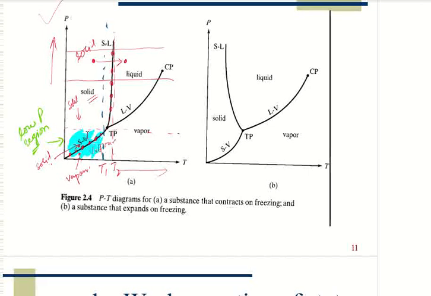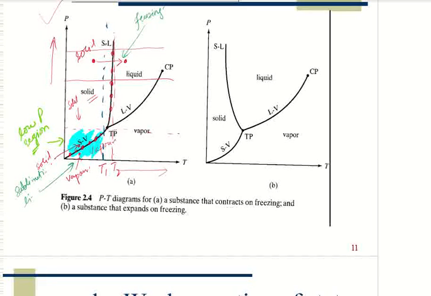This would be a sublimation line. And we call this line the freezing line, or melting line. Freezing or melting, whatever you want to call it, is more or less the same. This whole line starts from this point, which is marked as TP, or triple point. I will get to that triple point in a while.